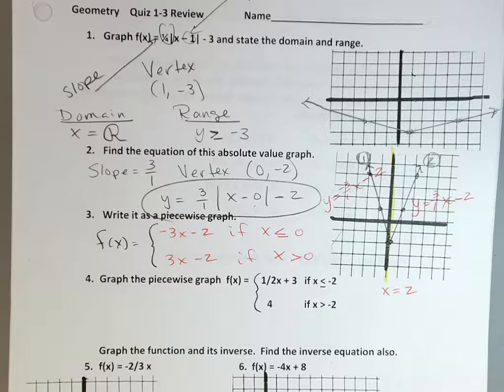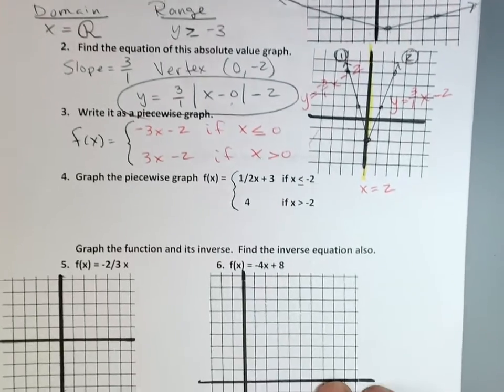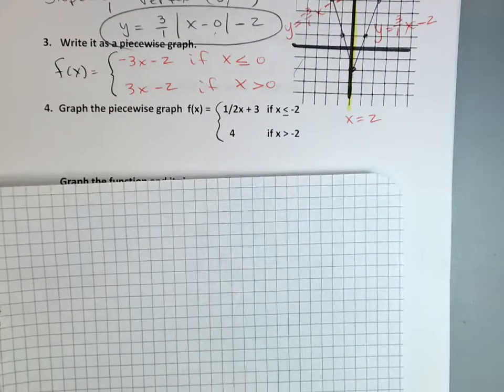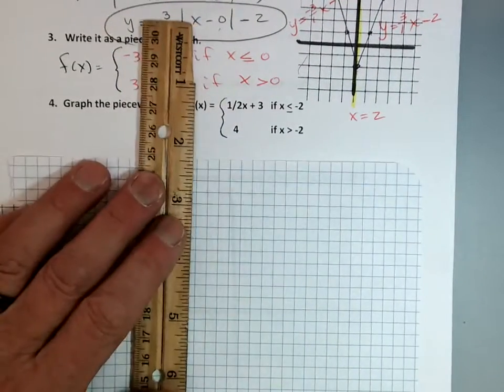All right, thumbs up. Am I going slowly enough? Okay. I'm going to get a piece of graph paper out for number 4 because I'm going to need it. I'm going to slide this up for you.